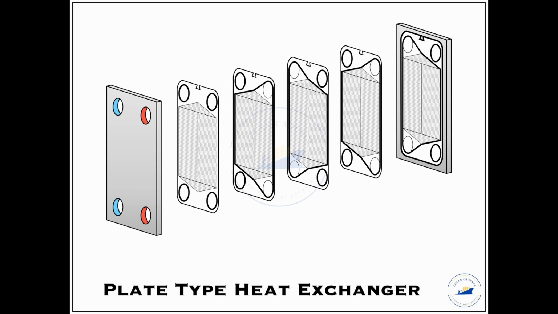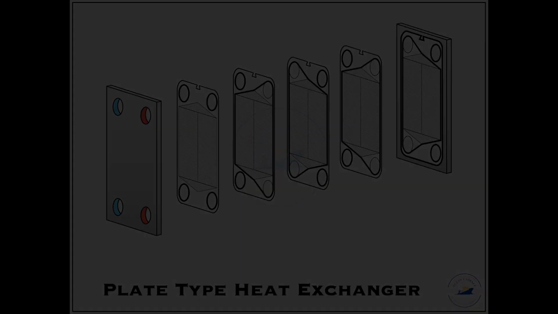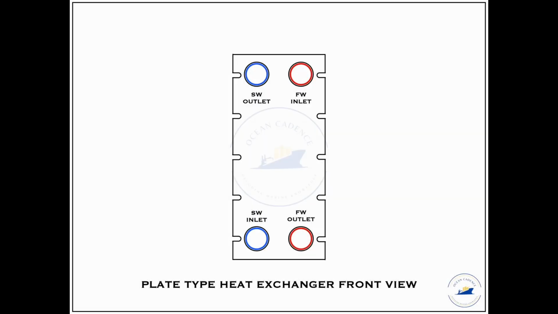So before we go on to analyze why these functions are available or how this happens, we have to look at the basic parts of a plate type heat exchanger. In this view, you can see that the plate type heat exchanger, like any heat exchanger, will have two mediums. One is the cooling medium and one is the medium that is supposed to lose the heat. So, a high temperature fluid and a low temperature fluid.